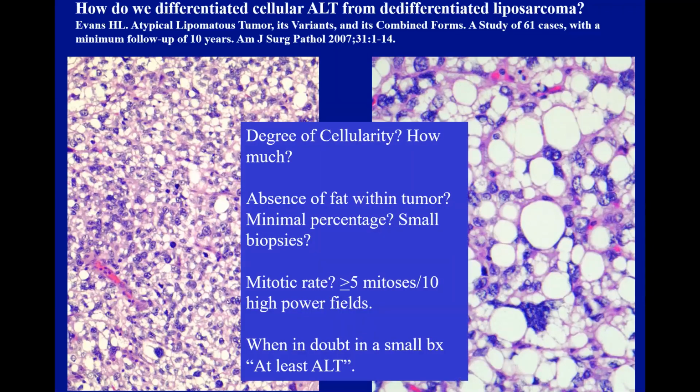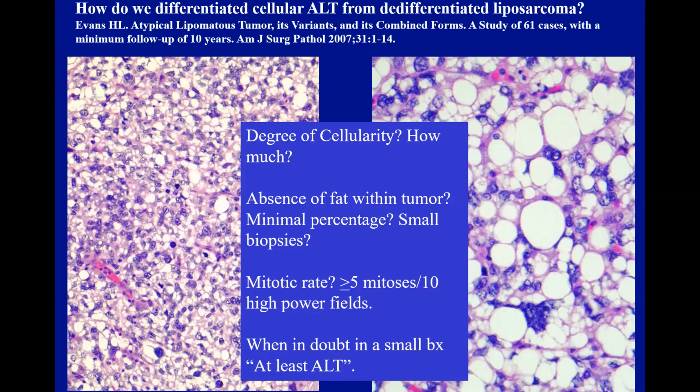So how did he make this separation? Well, when you talk to people in our field, you have a variety of opinions on this topic. I don't claim to know this, but I do try to use what I think are the best literature-supported criteria. Some people use degree of cellularity, but I find that to be fairly subjective. How much is too much cellularity? How do I define that? Some people will say that if you see a tumor that has virtually no fat within it, then that should be dedifferentiation. But what is the minimal percentage, and how do you account for that in small biopsy specimens?